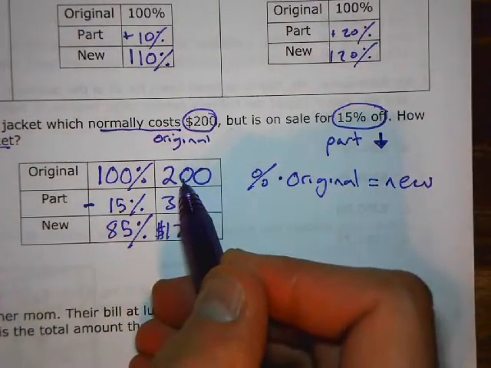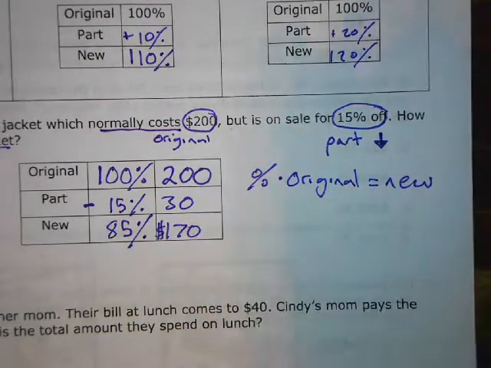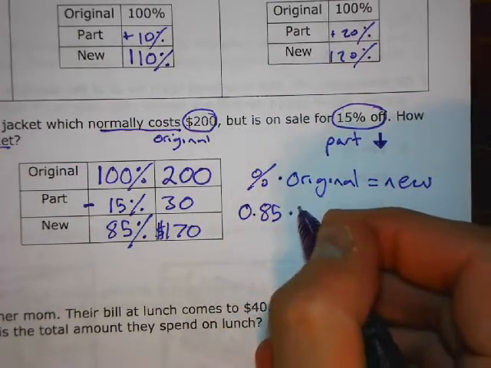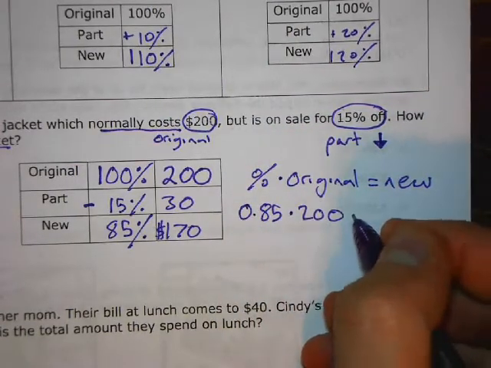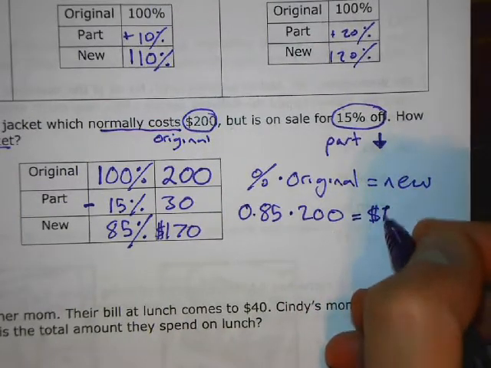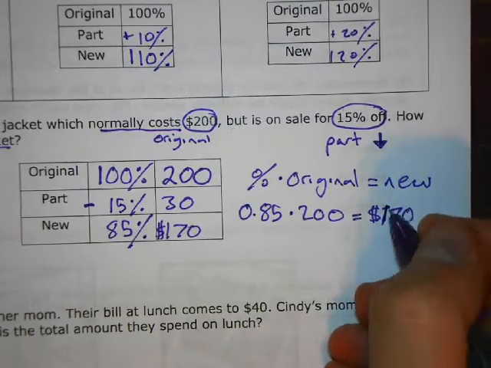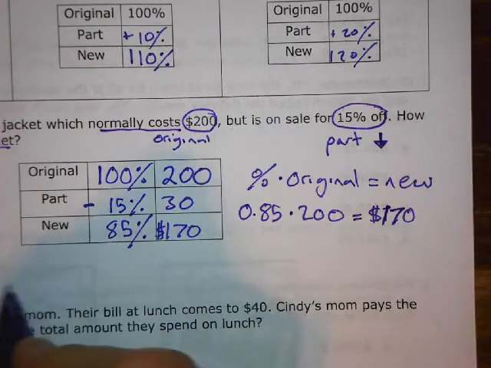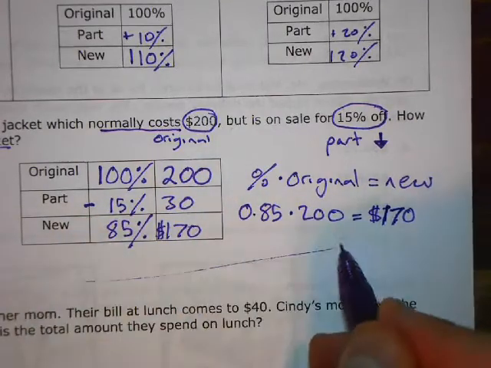85% of 200 will give us this. 0.85 times 200 is equal to 170. So no matter what, you get the same answer. Both of these are the same.